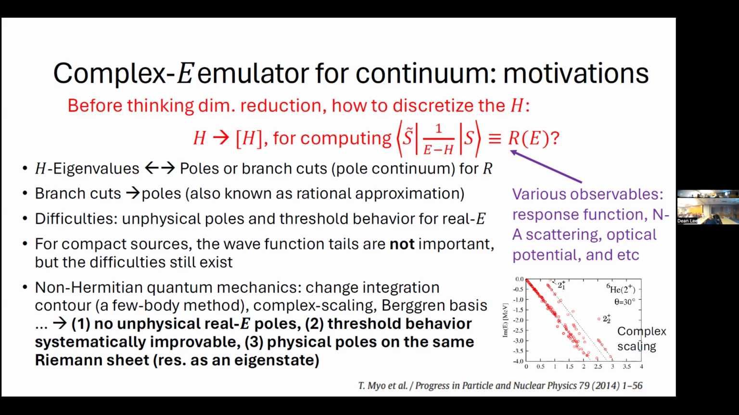And the threshold behavior is systematically improvable. So if you think about the response function, this is a big point that people need to keep in mind. The Hamiltonian eigenvalue, when we talk about spectrum, is actually very closely connected to the observables.